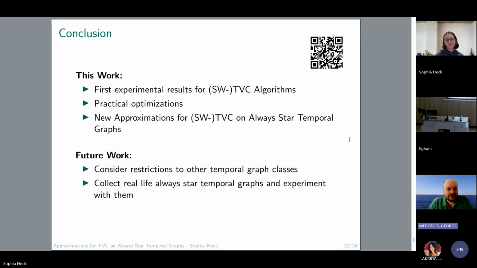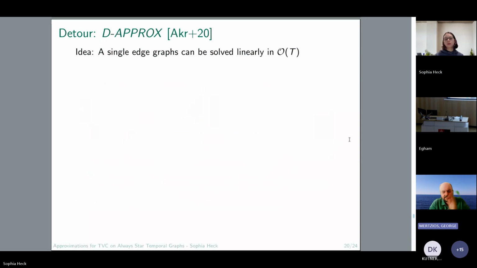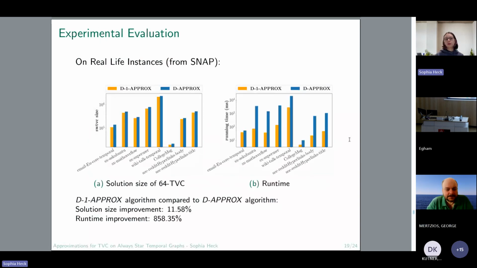Can I ask a question? Yeah. So if I understand correctly, all the data sets that you used are from the SNAP library? So two things. For the real-world instances, only from the SNAP. For the always star temporal graphs, we used artificially generated ones because there are no real-life instances. So how did you do it? Like randomly, maybe? Randomly, yes. We used the Erdős–Rényi model, and then also just randomly assigned time labels.